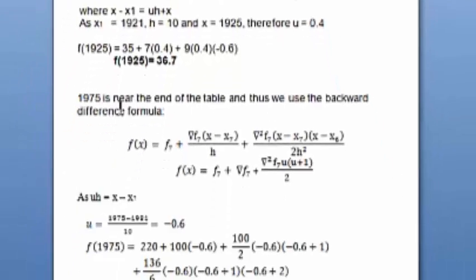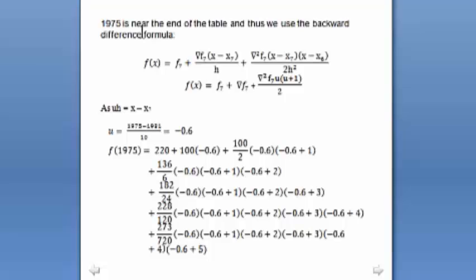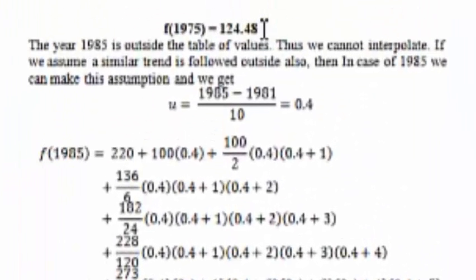Now we have to calculate for 1975. This is near the last value, that is near 1981, so we are using the backward difference formula. This is the formula for backward difference. Here x minus x7 equals uh, and using the values from the table, we have calculated u as before, and following the same procedure, we have calculated f of 1975, and we got the final answer as 124.48.